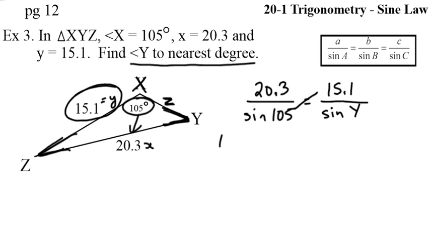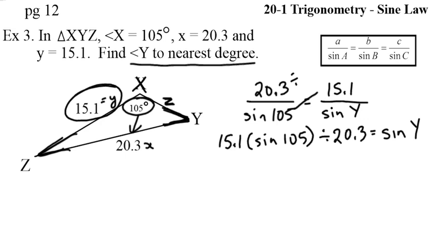Cross multiply. 15.1 times sine 105 divided by that extra piece, 20.3. What is that going to equal? It's going to equal sine Y. We won't get the final answer because we need to inverse sine to get an angle. When I do this part of the calculation, again, 4 decimal places is acceptable to get an accurate answer.